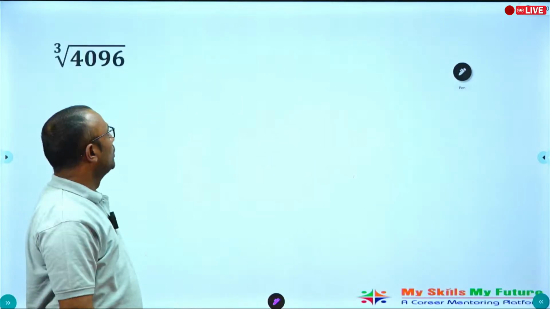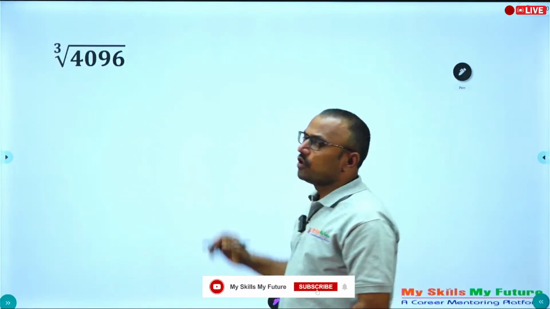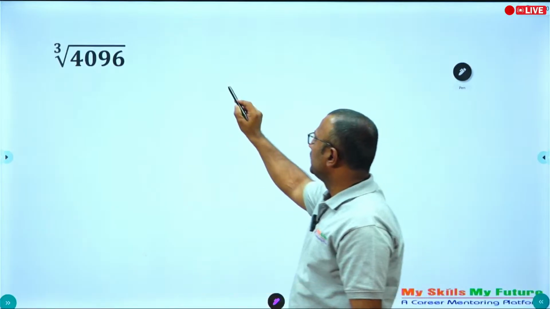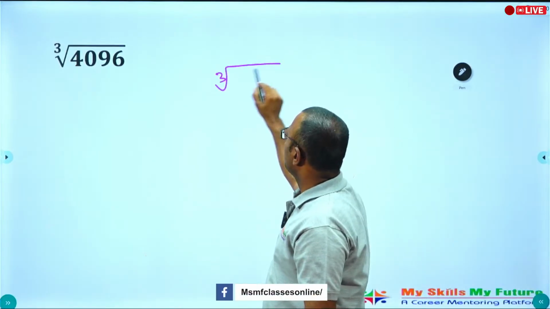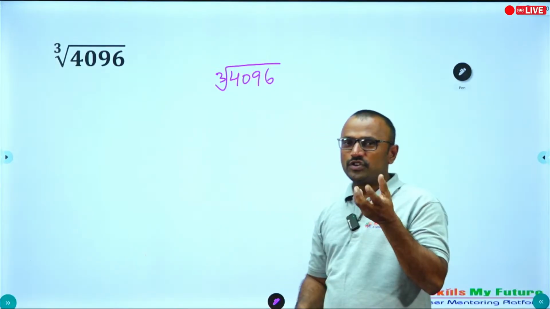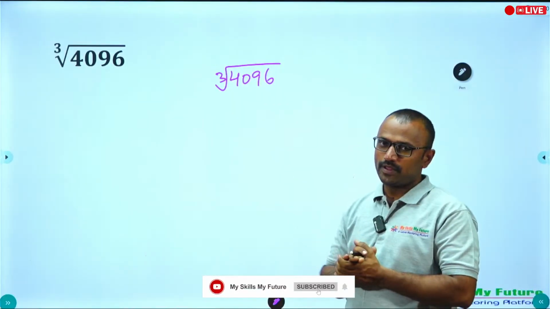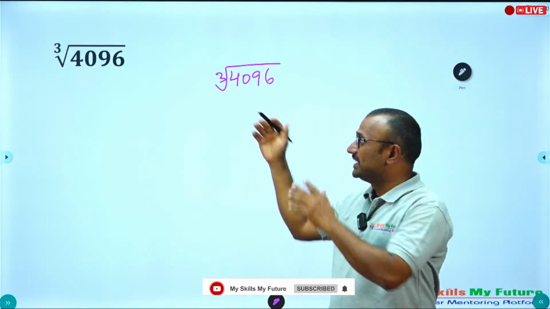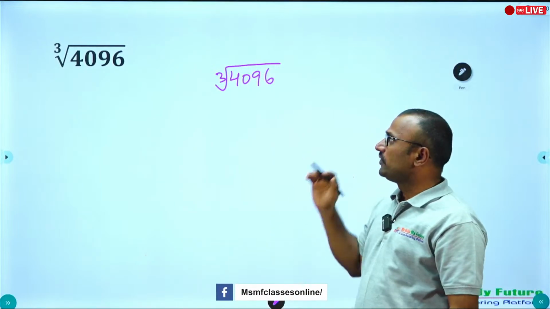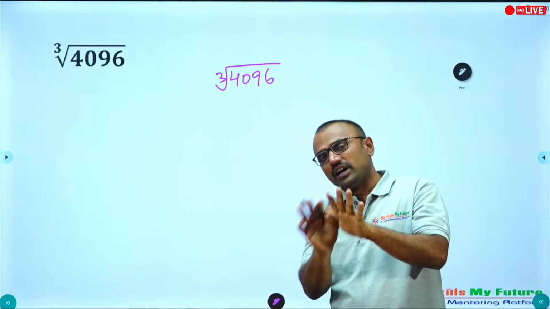Okay, so here is one example: the cube root of 4096. How do we find the cube root of 4096? The number 4096 is interesting because it is both a perfect square and a perfect cube. How to find the cube root of a certain number in a simple way, in less than 5 seconds.